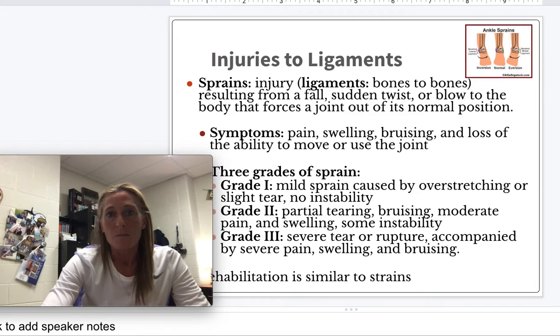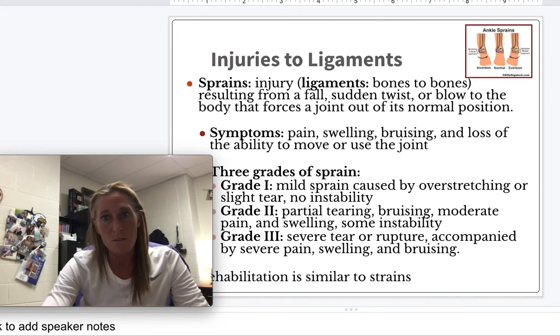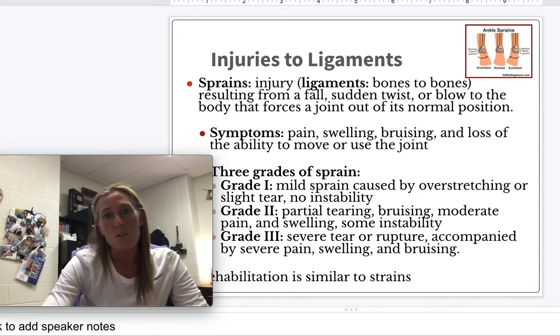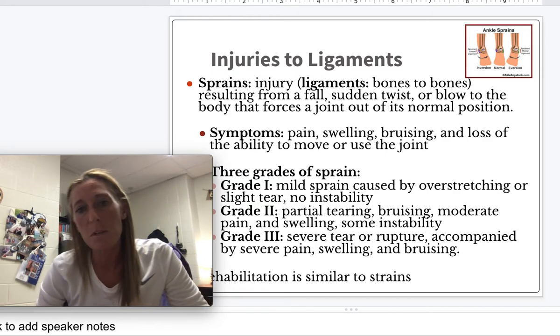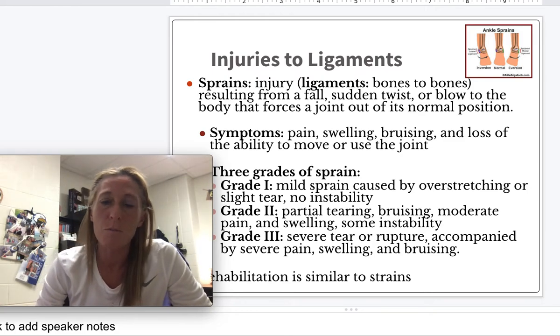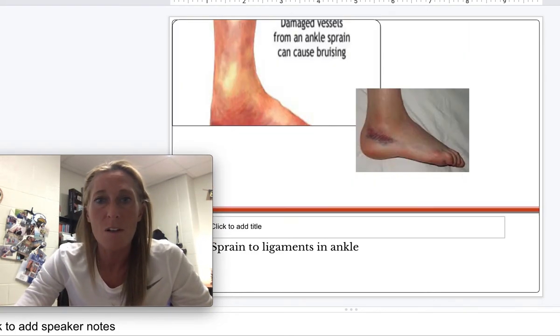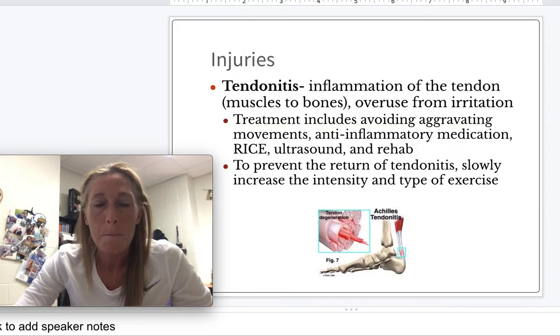We talked about sprains. Sprains happen to ligaments. There's 3 grades we talked about. So mild or grade 1, you'll probably still be able to play through the rest of that game. Grade 2, you may or may not be able to play. There's partial tearing of that ligament. And then grade 3, severe or complete rupture of the ligament on a sprain, ankle sprain.